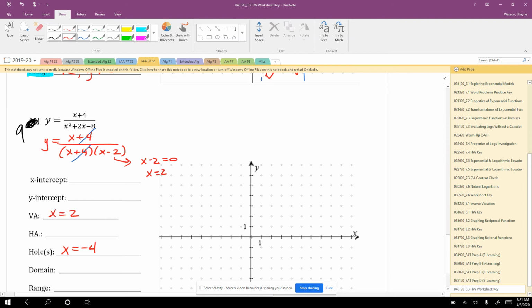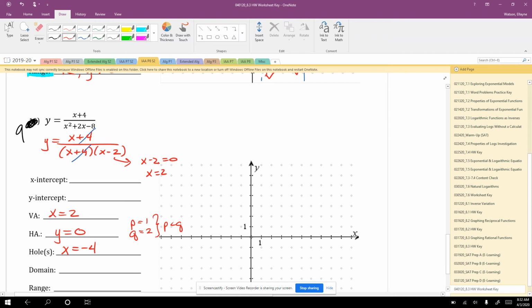Okay, and then for the horizontal asymptote, you compare P and Q. The degree of P is 1 because it's just a single x. The degree of Q is 2. So I'm going to follow the same pattern: P is less than Q, which means that the horizontal asymptote is going to be at y equals 0. So similar to the one above.